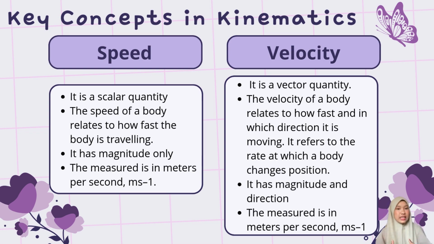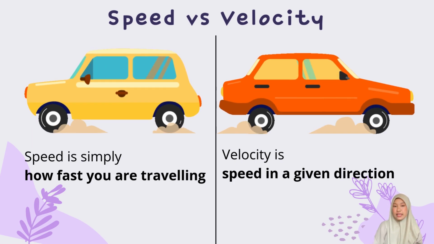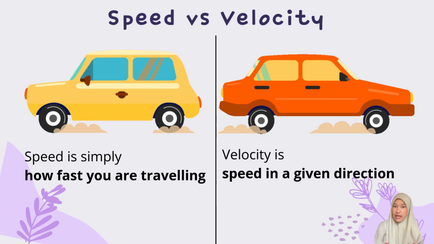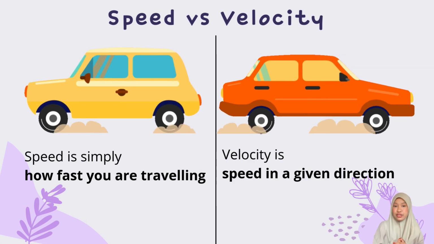Next is velocity. Velocity is similar to speed, but it also tells you the direction you are moving. For instance, running at 10 meters per second to the east is velocity. This makes velocity a vector quantity because it includes both magnitude and direction. So this is the difference between speed and velocity: speed is simply how fast you are traveling, and velocity is speed in a given direction.